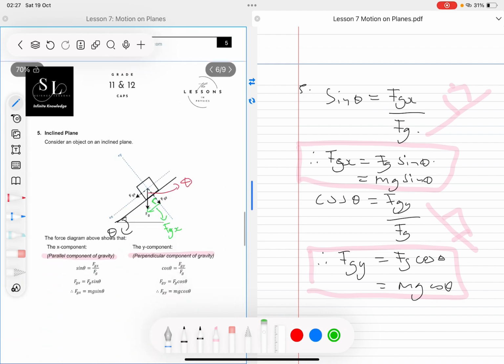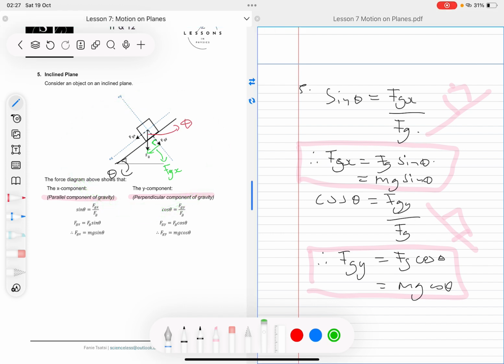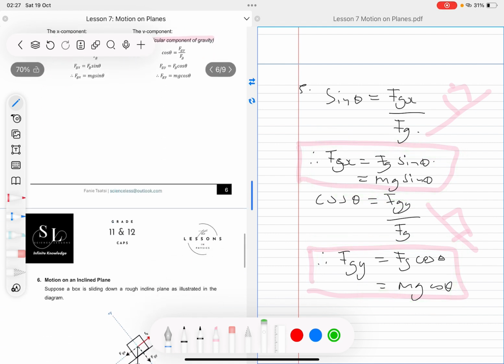But in terms of an inclined plane, it will always give you these formulas, right? It will always give you these formulas.